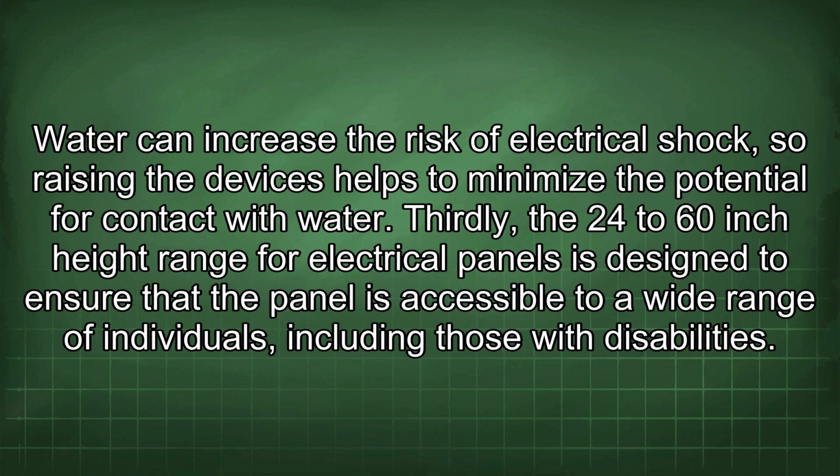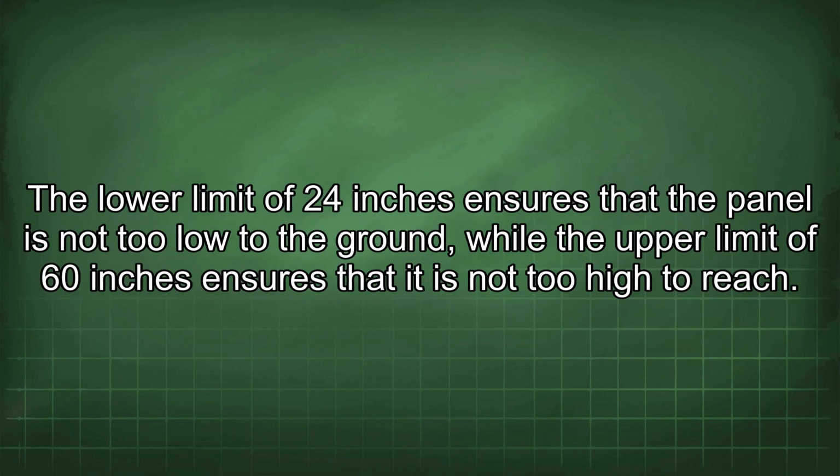Water can increase the risk of electrical shock, so raising the devices helps to minimize the potential for contact with water. Thirdly, the 24 to 60-inch height range for electrical panels is designed to ensure that the panel is accessible to a wide range of individuals, including those with disabilities. The lower limit of 24 inches ensures that the panel is not too low to the ground, while the upper limit of 60 inches ensures that it is not too high to reach.